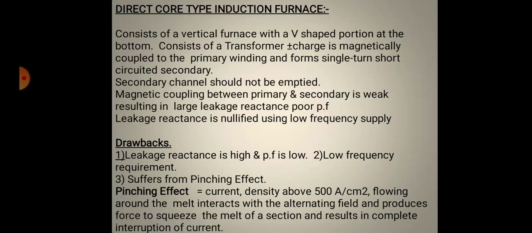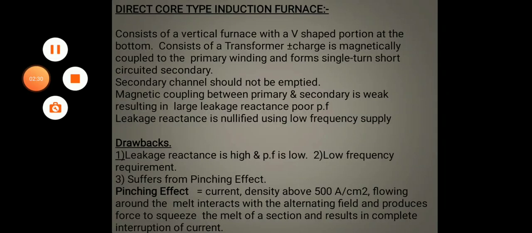Then what is the pinching effect? Pinching effect is when current density above 500 ampere per centimeter square flowing around the melt interacts with the alternating field and produces force to squeeze the melt at a section, resulting in complete interruption of current.